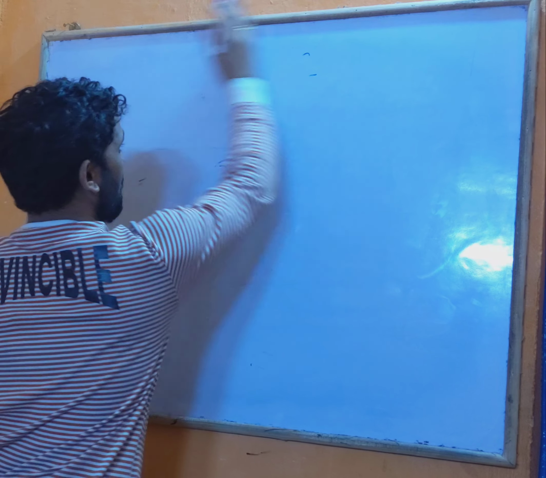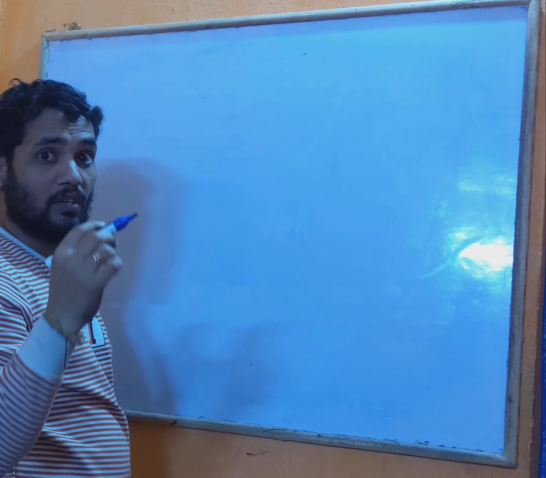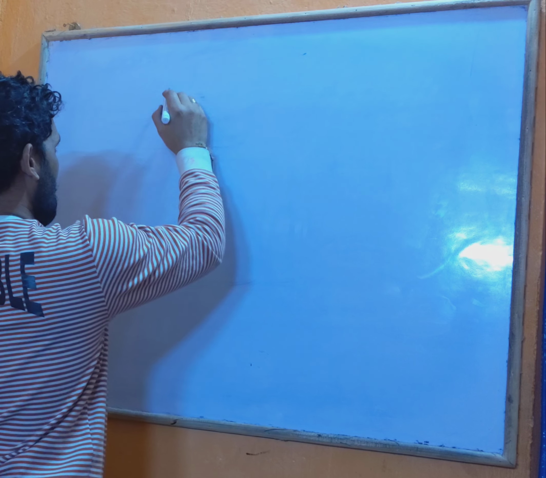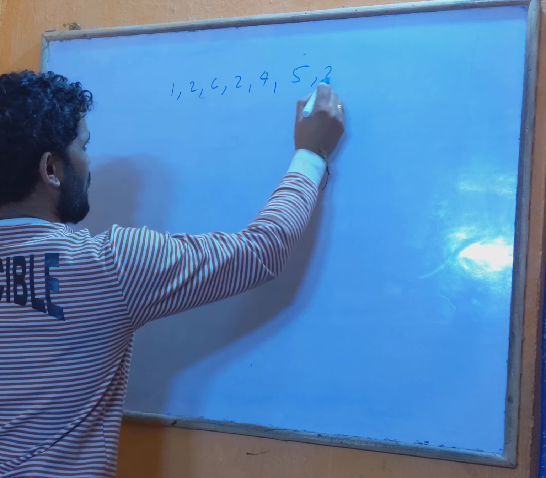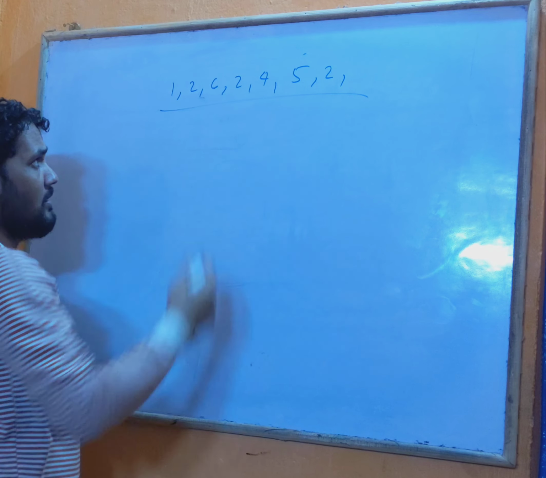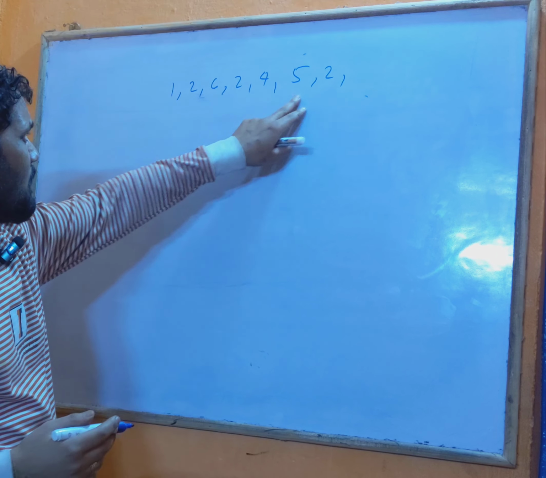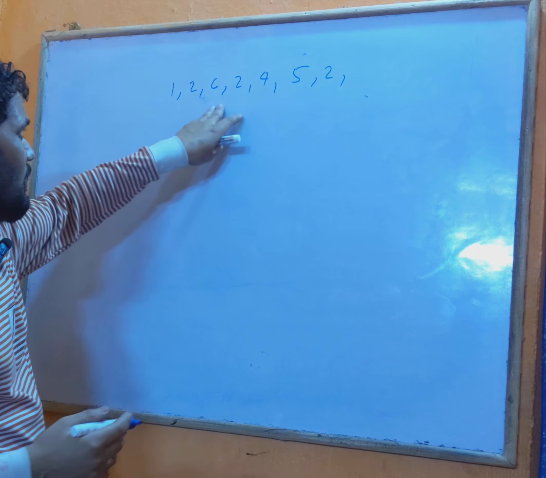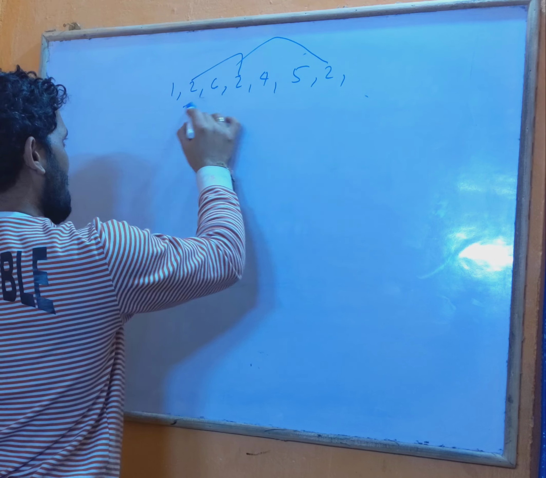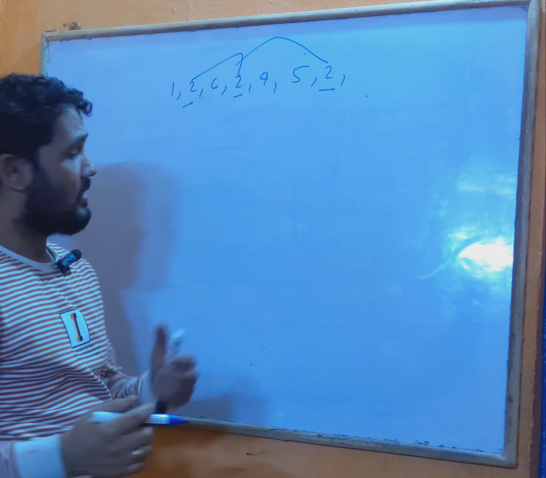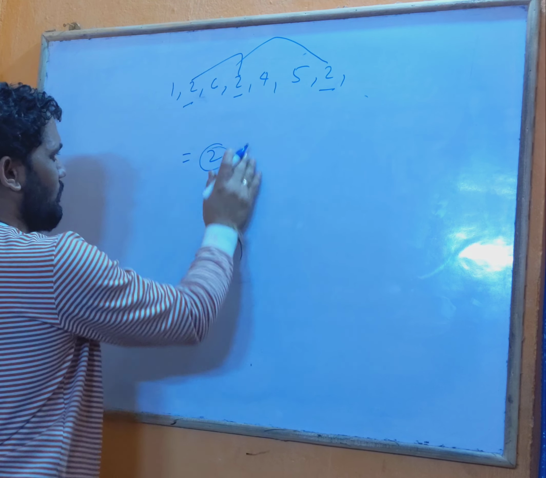Now, what is the mode? The maximum number of repetitions of the same number is known as the mode. For example: 1, 2, 6, 2, 4, 5, 2. What is the mode for the given observation? We can see clearly from the picture here, 2 appears 3 times. So the maximum number of repetitions of a number is your mode. So mode is your 2.